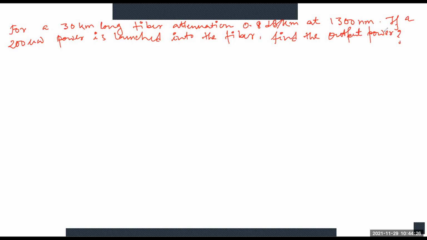Here it is given that for a 30 km long fiber, attenuation is 0.8 dB per km at 1300 nm. If a 200 megawatt power is launched into the fiber, find the output power.